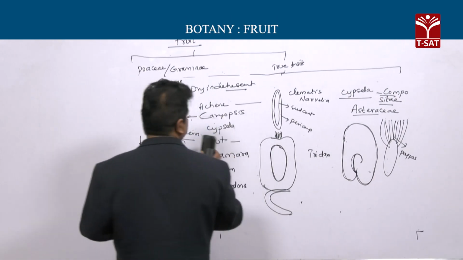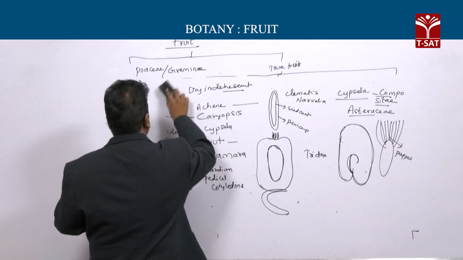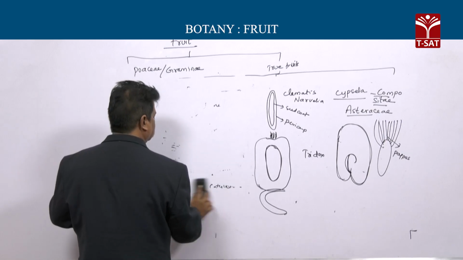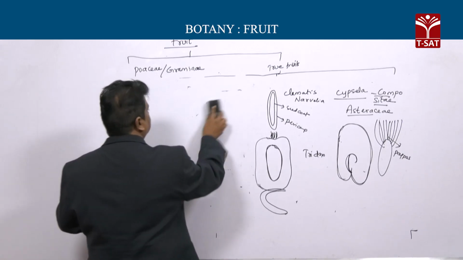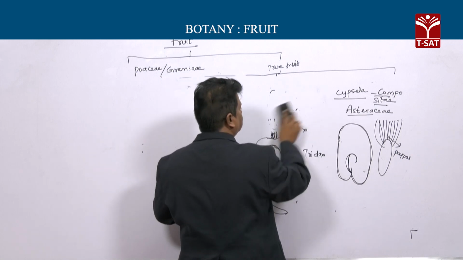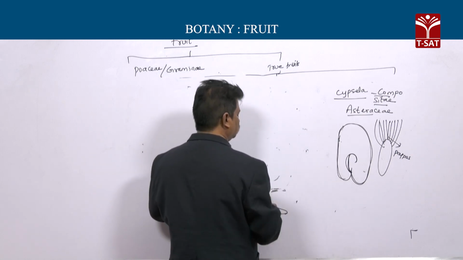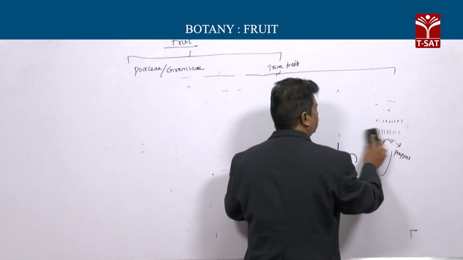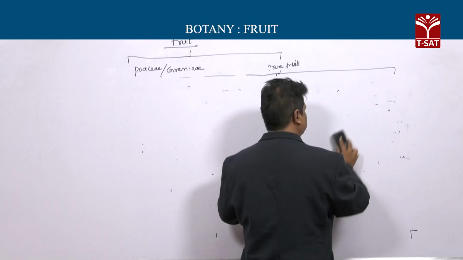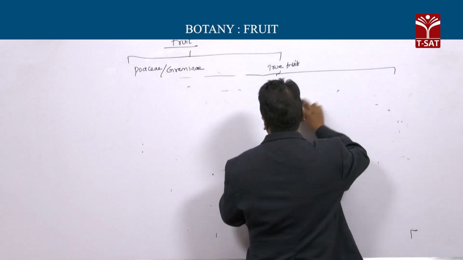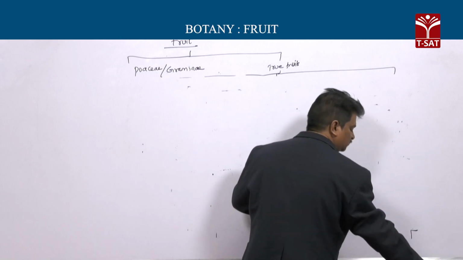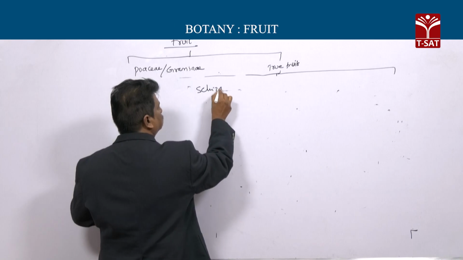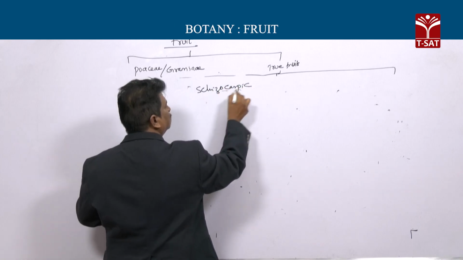So the first one was dry dehiscent, the second was dry indehiscent fruits, and the third one is schizocarpic fruits. Schizocarpic fruits show both dehiscent and indehiscent characters. If a fruit shows dehiscent and indehiscent characters, such fruits are called schizocarpic fruits.